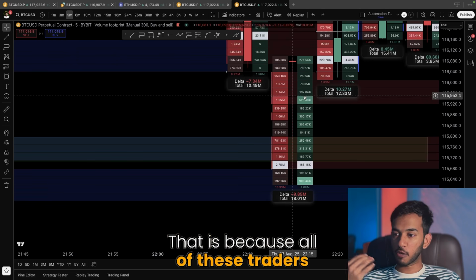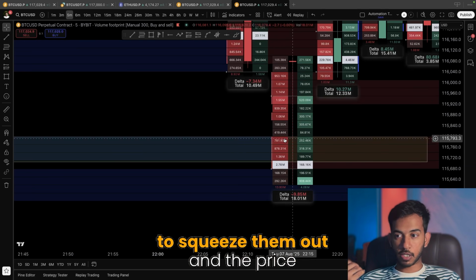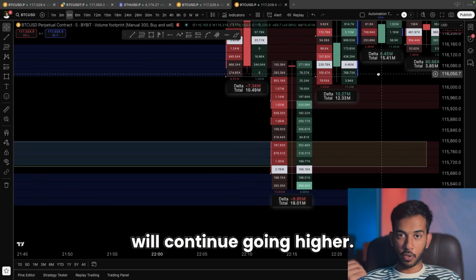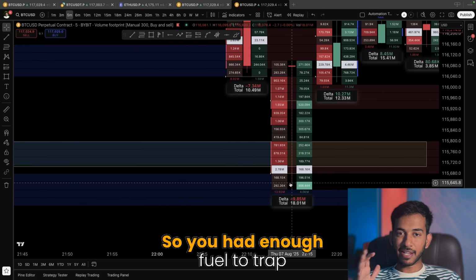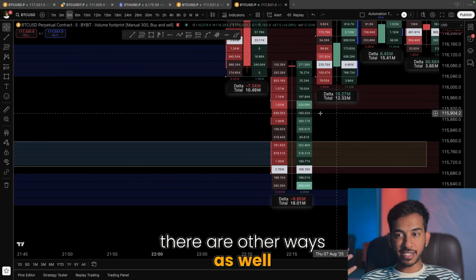That is because all of these traders have got trapped, and now the price has slowly started to squeeze them out, and the price will continue going higher. So you had enough fuel to trap the traders. Now there are other ways as well to judge this.